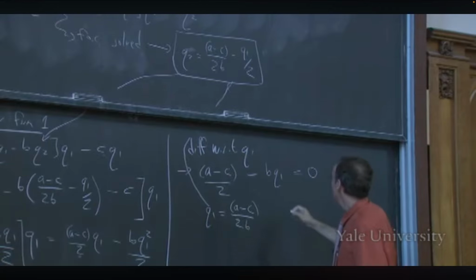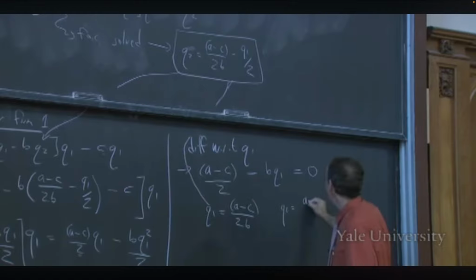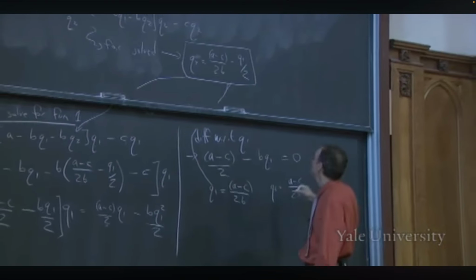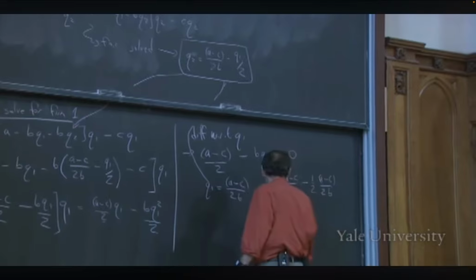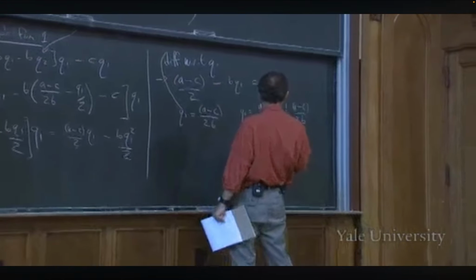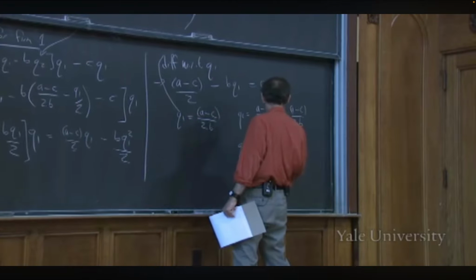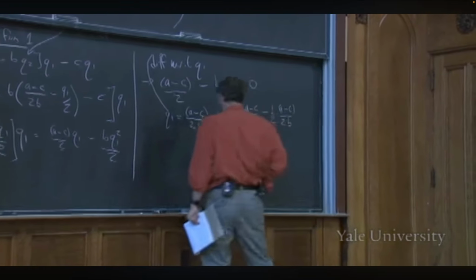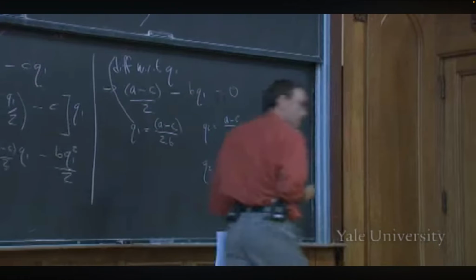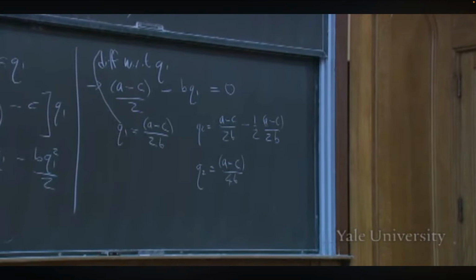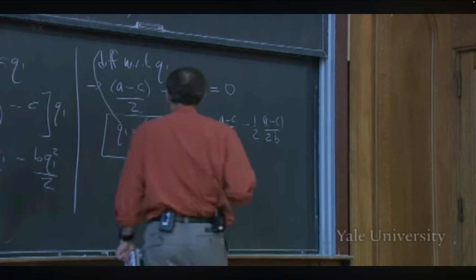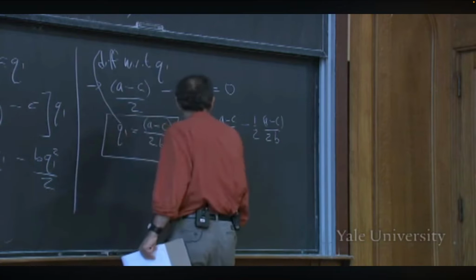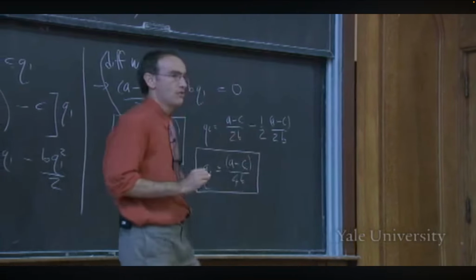So if I plug it back in, I'll get q2 is equal to a minus c over 2b minus a half of a minus c over 2b, for a total of a minus c over 4b. Is that right? That's what I have in my notes. This looks good. All right. So I'm now done. I've now found the equilibrium. I found that in this leader-followership game, this Stackelberg version of quantity competition, q1 is given by a minus c over 2b, and q2 is given by a minus c over 4b.